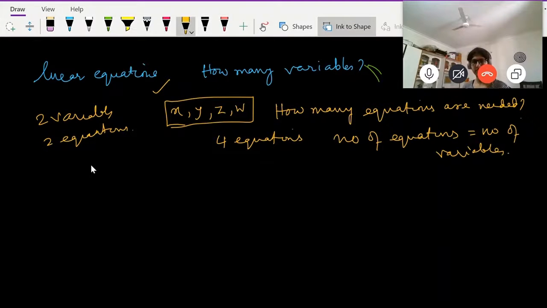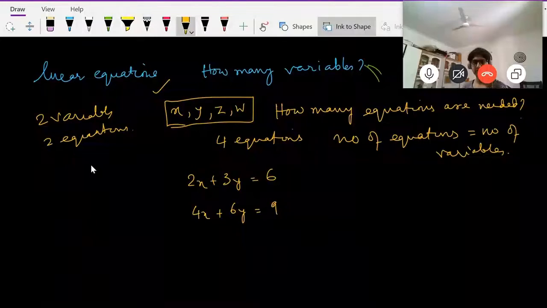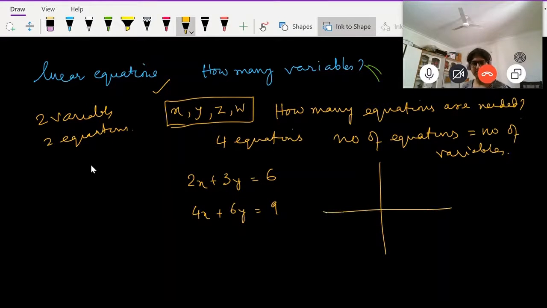What if I have the equations 2x plus 3y is equal to 6 and 4x plus 6y is equal to 9. Will I have a single solution here? No, zero solution. This is a parallel line. Correct. So whenever you have the same equation or the slope is the same, then you will not have any solution or there are infinite solutions, right?